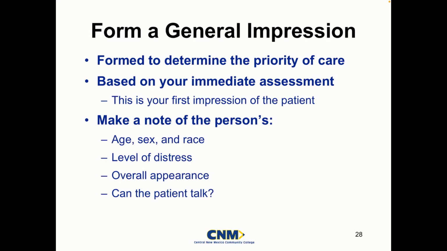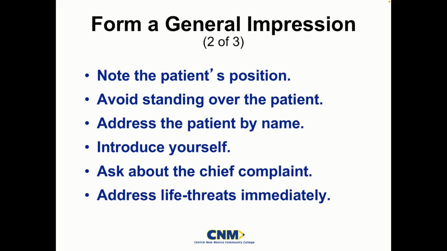So when getting our general impression, this is when we're doing our primary assessment, we're going to want to note age, sex, and race, level of distress as they appear in front of me, their overall appearance. So not just these ABC vital signs, but what do they look like overall in total? And can the patient talk to me? Because that will have an impact on how I assess them otherwise. The patient's position, we may need to change it. So if we find, for instance, a patient that's in the prone position, we can't really assess them until they're in the supine position, so we may need to move them.